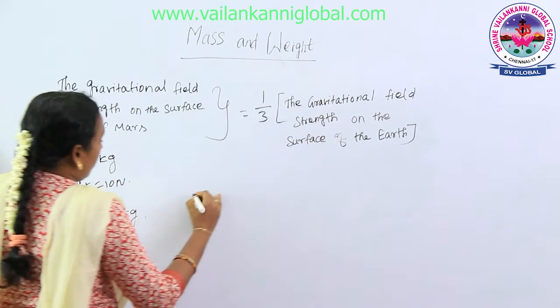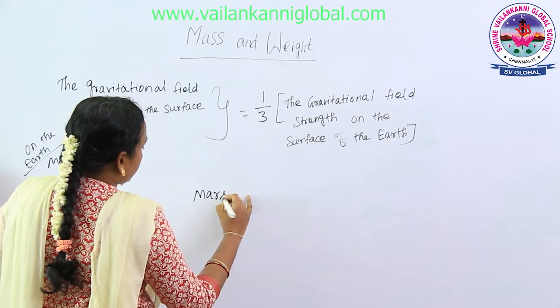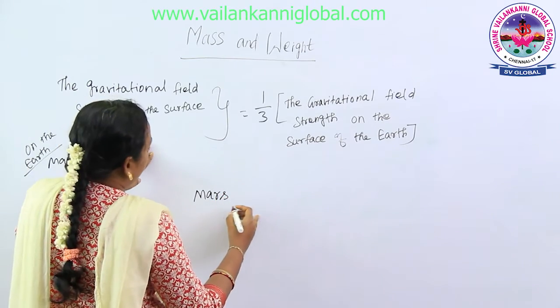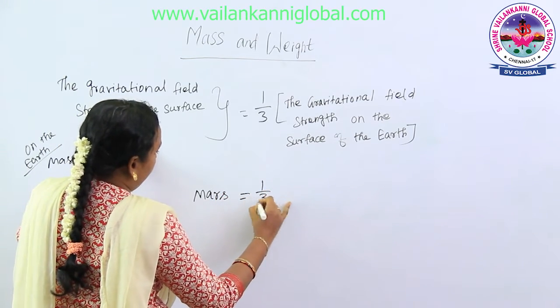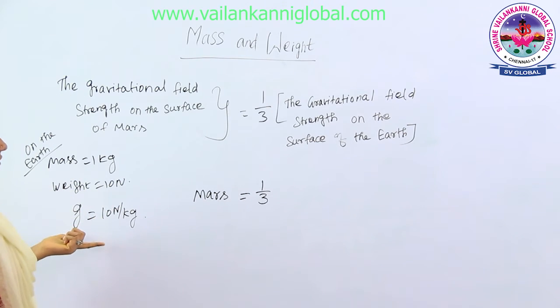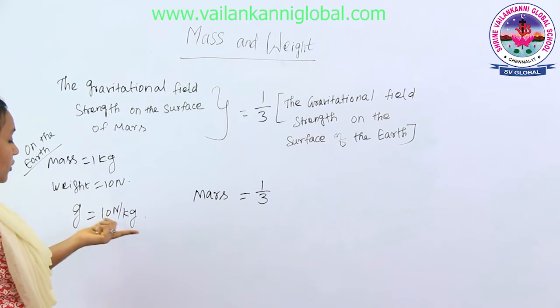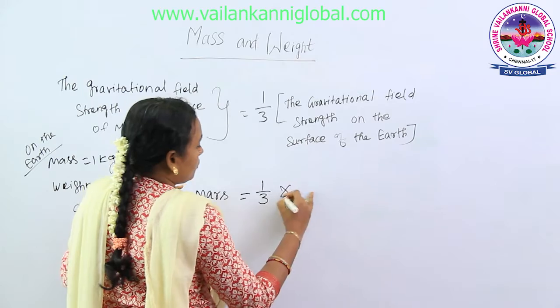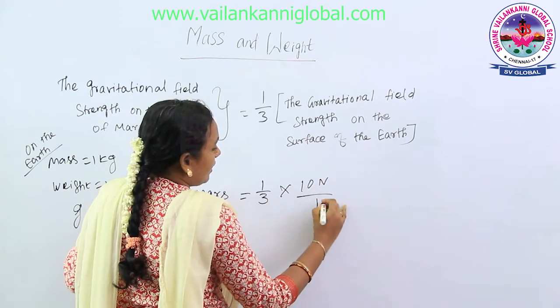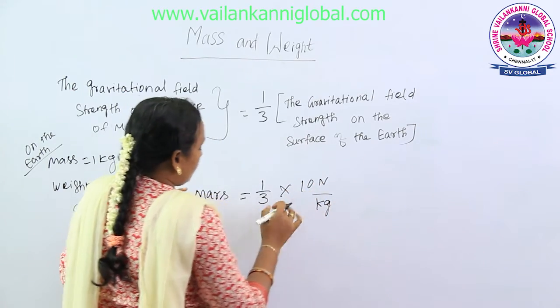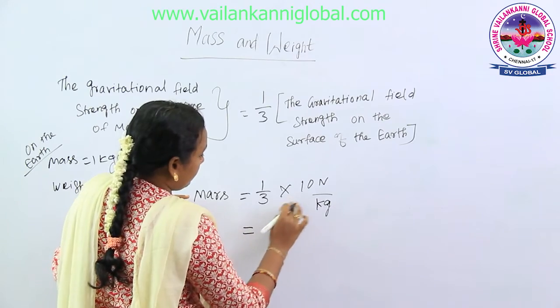So we want to know the gravitational field strength on the surface of Mars. That is 1/3 of the gravitational field strength on the surface of the Earth, which is 10 Newton by kg. So 1/3 into 10 Newton by kg. Okay, so now let's divide this value.